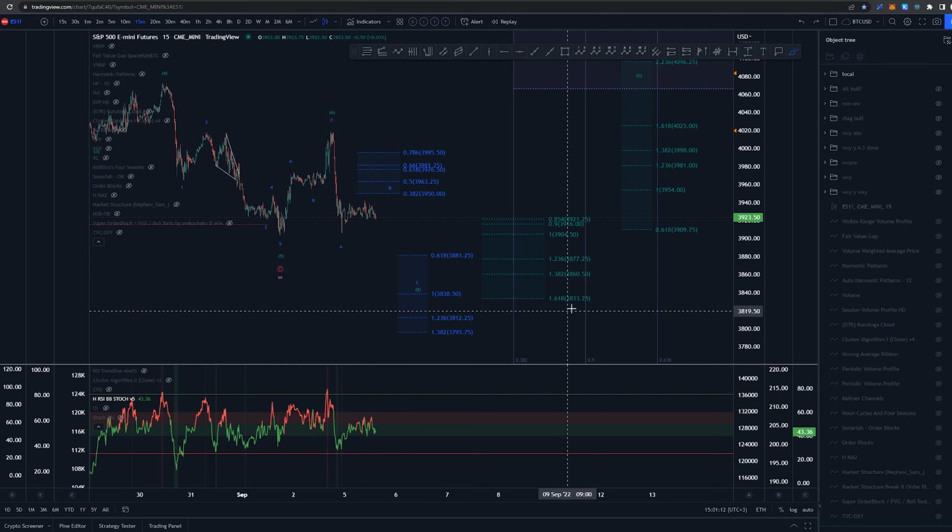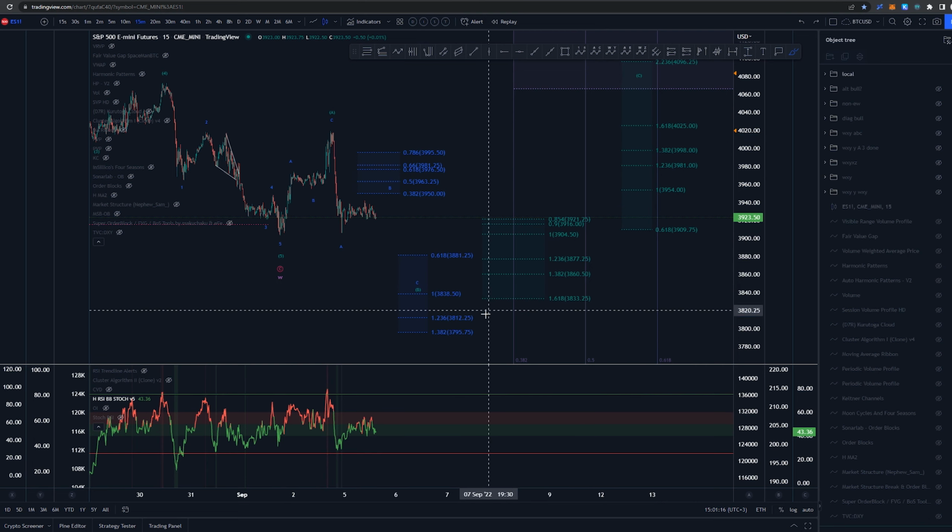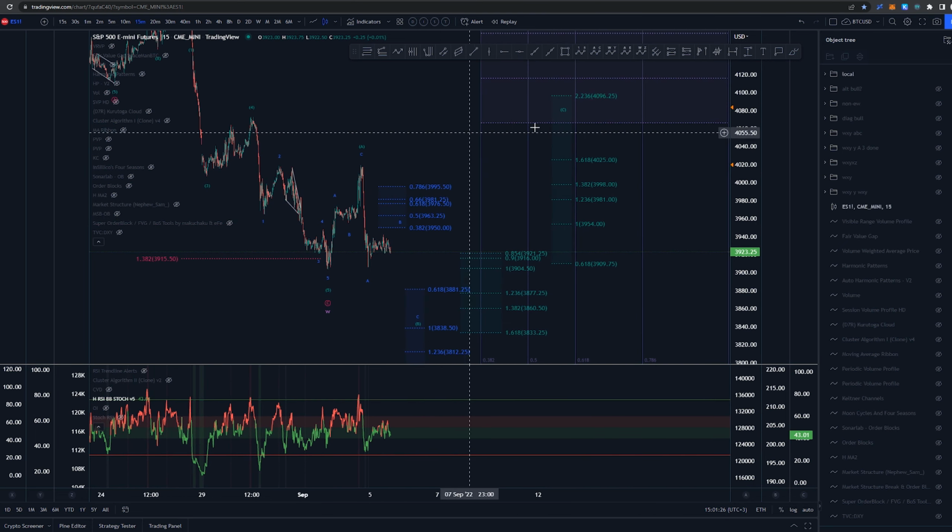for that B wave. So 1.618 retracement of this is the maximum we can allow a B wave to go to. If it goes beyond this even a wick, I'm going to cancel my idea here, and then this is going to be something else. But this is my main count at the moment.